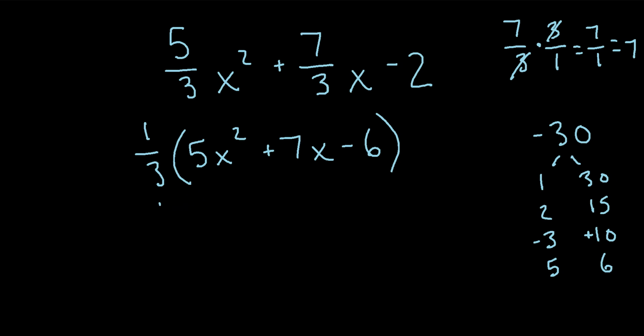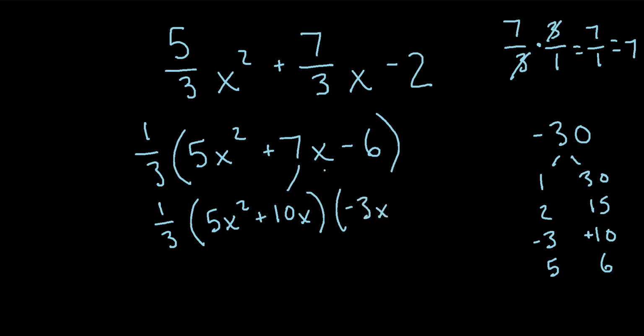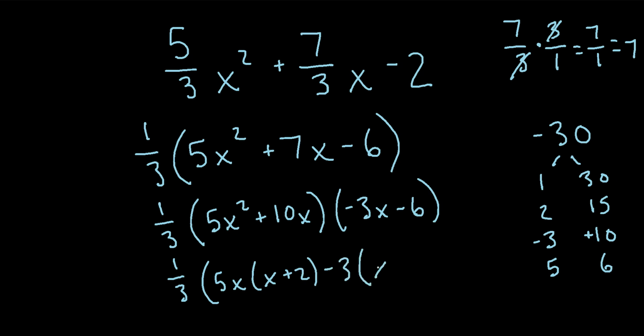So what we can write is, we'll have our 1/3 out here, 5x squared, this 7x, we're going to break it up into plus 10x, and then we'll have minus 3x. So this 7 becomes this 10 and this negative 3, and then we have minus 6. So now we just need to factor these two expressions right here. So what can we pull out of there? Well, we'll have 1/3. From here we can pull out a 5x, and we'd be left with x plus 2. And then here we could pull out a negative 3, so we'll have minus 3, and we're left with x plus 2.